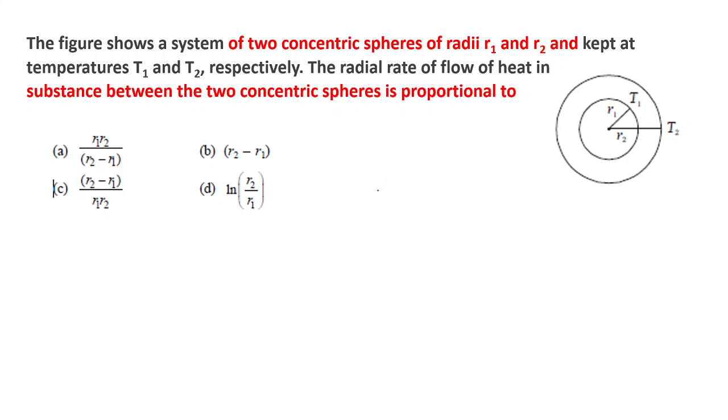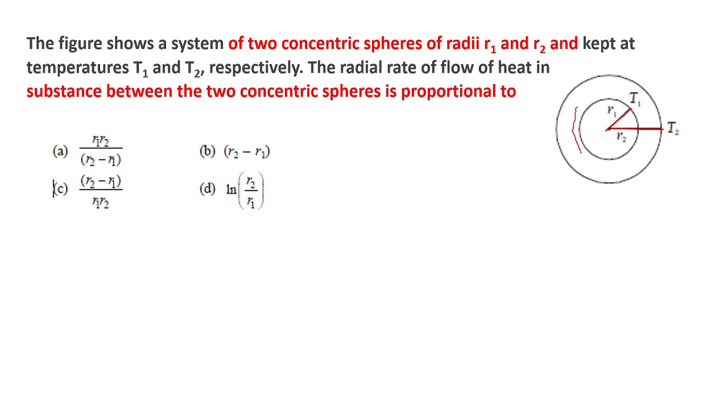So let us consider there is a sphere already given which has radius r1 and another sphere which has radius r2, and the first sphere of radius r1 is at temperature T1 and the second sphere of radius r2 is at temperature T2. Okay, and to solve the question we are drawing another sphere.